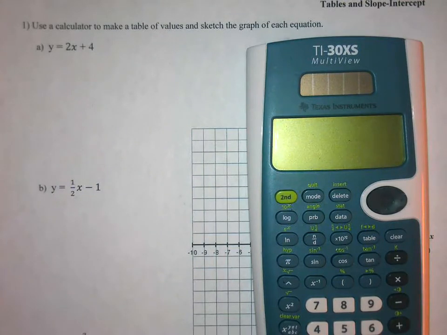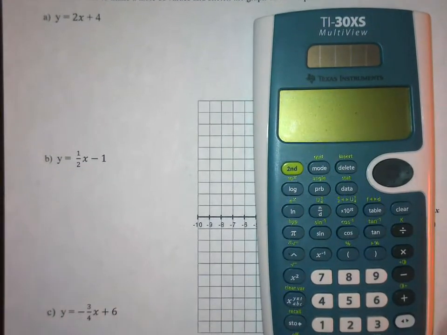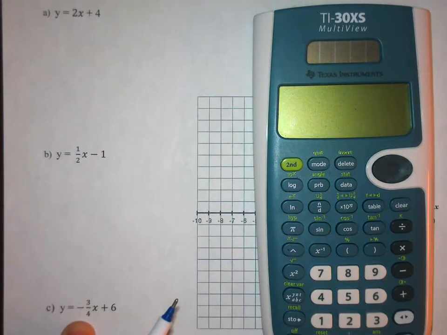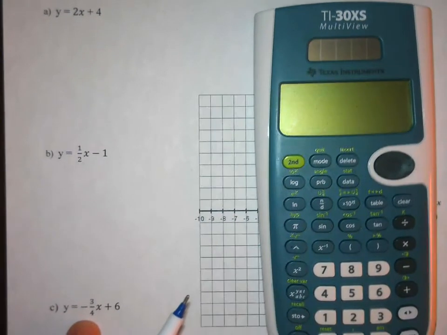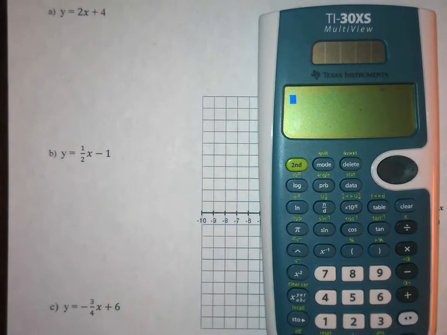Previously, we looked at using our calculator to make a table of values and sketch the graph of an equation. So I give you three equations here in number one, and just to review it, I am going to look at part C with you, and then I'll have you finish the other ones before you go on to the next part of this video. So just to review, graphing part C, y equals -3/4 x plus 6.